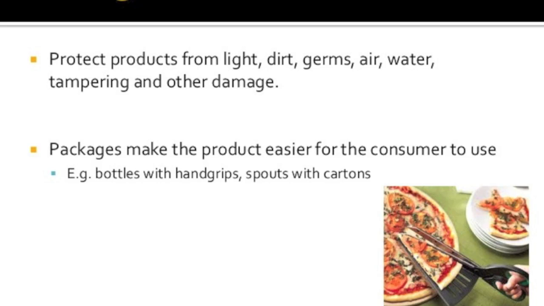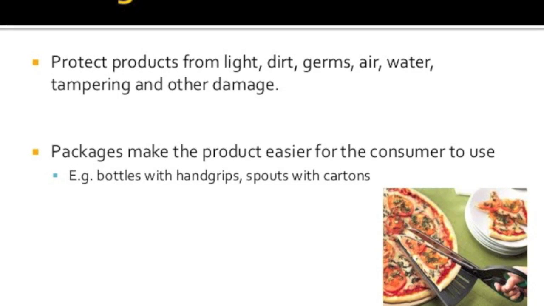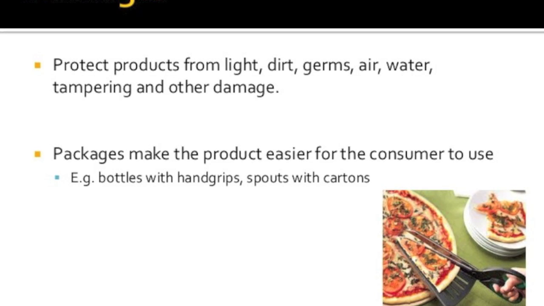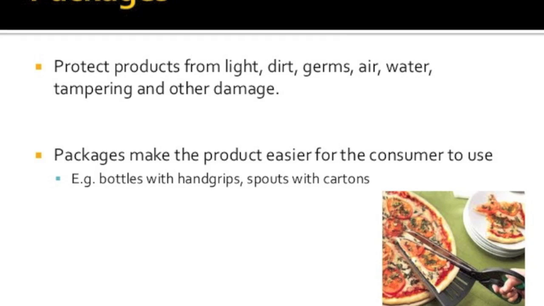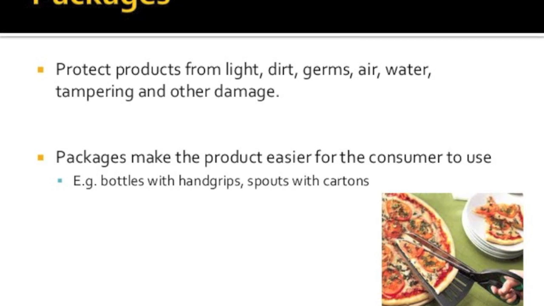For example, bottles with hand grips, spouts on the cartons, and things like that. We're going to look a little bit more into packaging. But using this same pizza cutter, the packaging is actually the product. That's how you purchase it. It does not need any other protection.